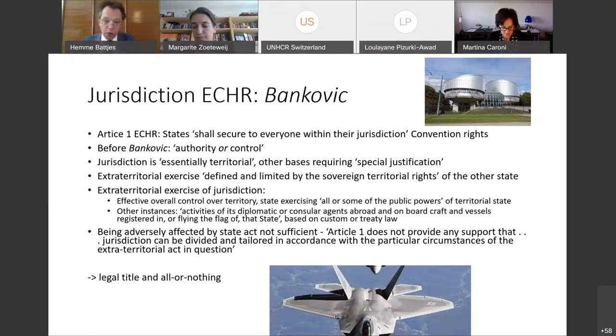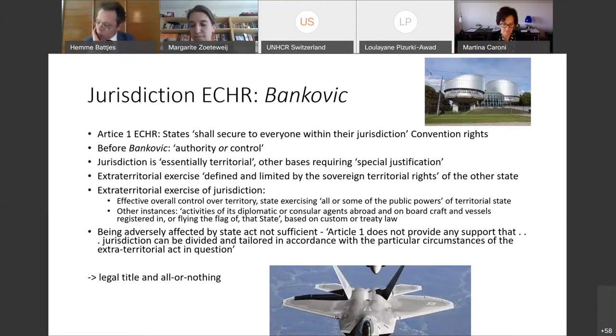However, the Court of Human Rights took another approach, and they gave a quite restrictive reading of the notion of jurisdiction. So they started out with observing that jurisdiction is essentially territorial. It is possible to have cases of extraterritorial jurisdiction, but such bases require special justification. Above that, they also reason that the extraterritorial exercise of jurisdiction is defined and limited by the sovereign territorial rights of the other states. So again, a restrictive reading.